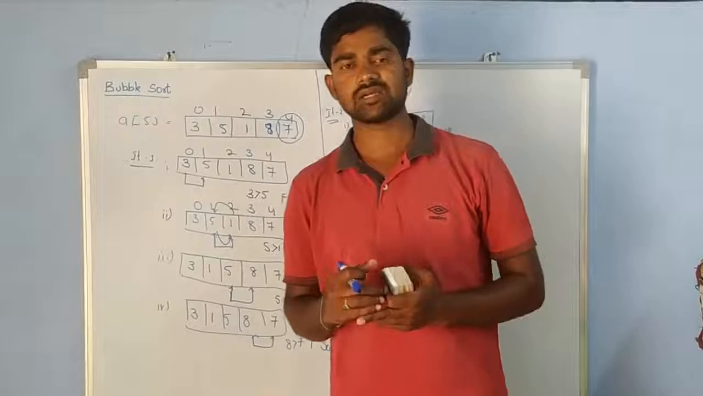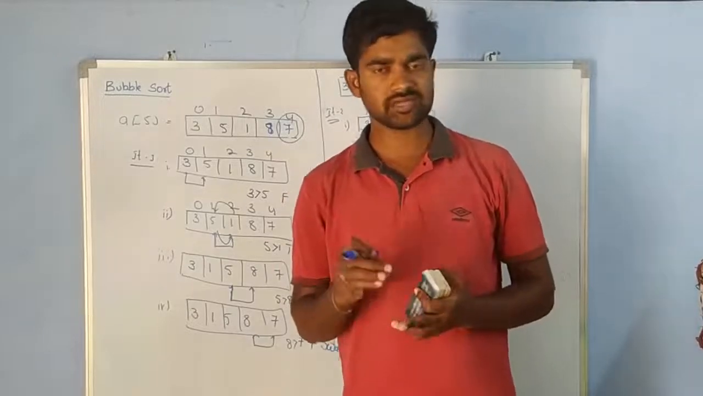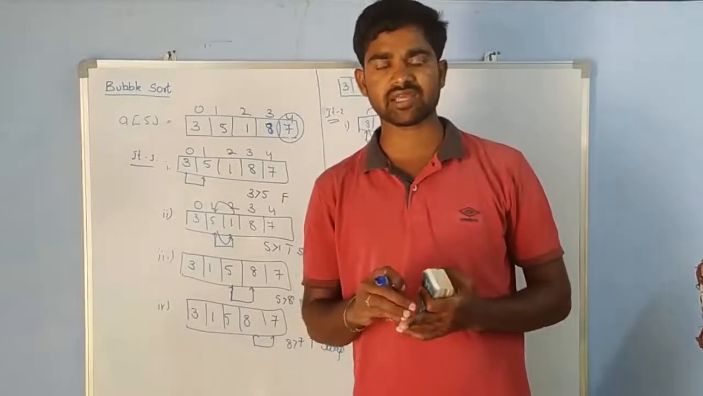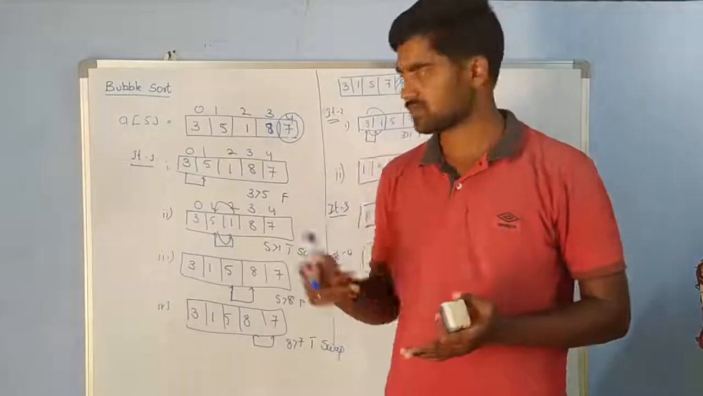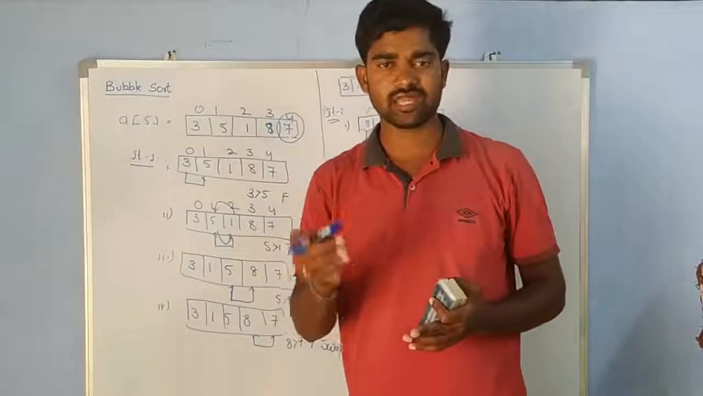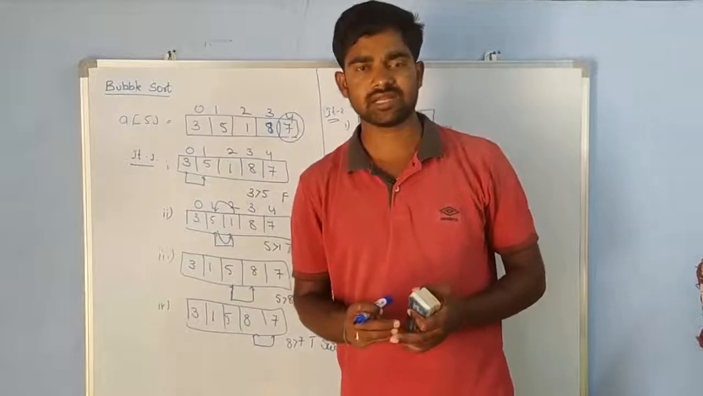So in insertion sort, if you take n elements, we will get n minus 1 iterations. In selection sort, if you take n elements, then what will happen? We will get n minus 1 iterations. Same concept. So in bubble sort also, if you have n elements, then we will get n minus 1 iterations. Thank you.